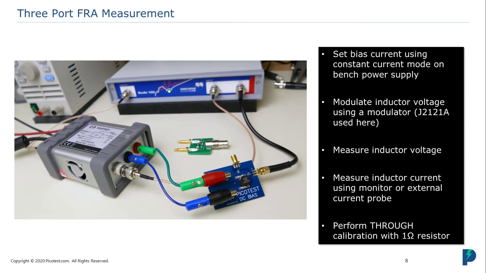Here we're using a J2121A line injector as our modulator. That has an isolated current probe, so we can measure the current that's modulating in the inductor, the actual AC current, and that gets connected to one input of the frequency response analyzer. And we also measure the voltage across the inductor, and that's connected to channel 2 of our frequency response analyzer. After performing a calibration using a 1 ohm resistor that's included with the modulator, the frequency response analyzer divides voltage over current, and of course that's impedance.